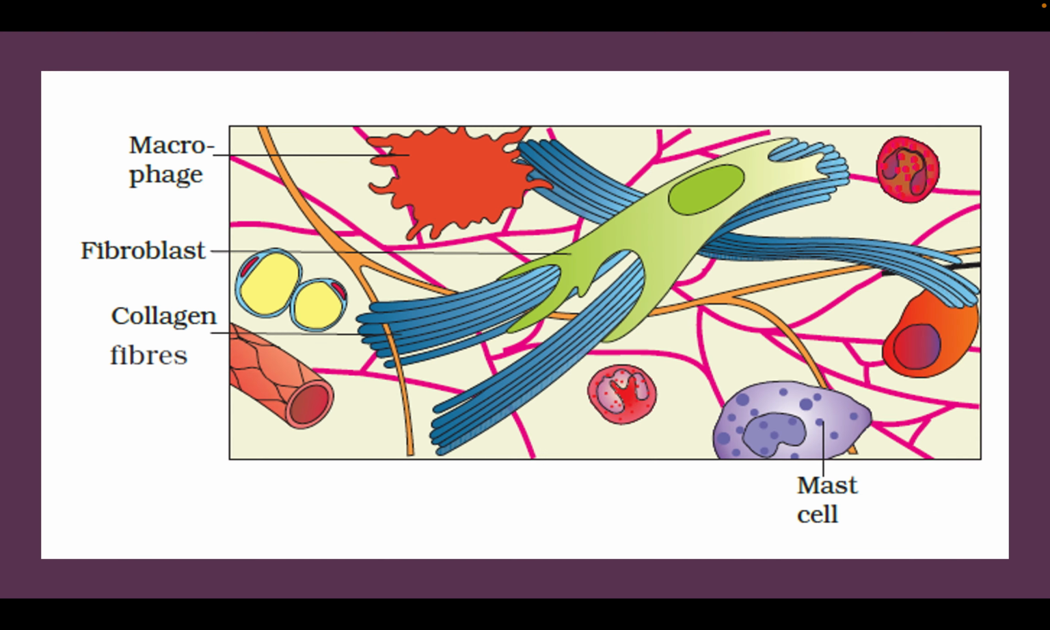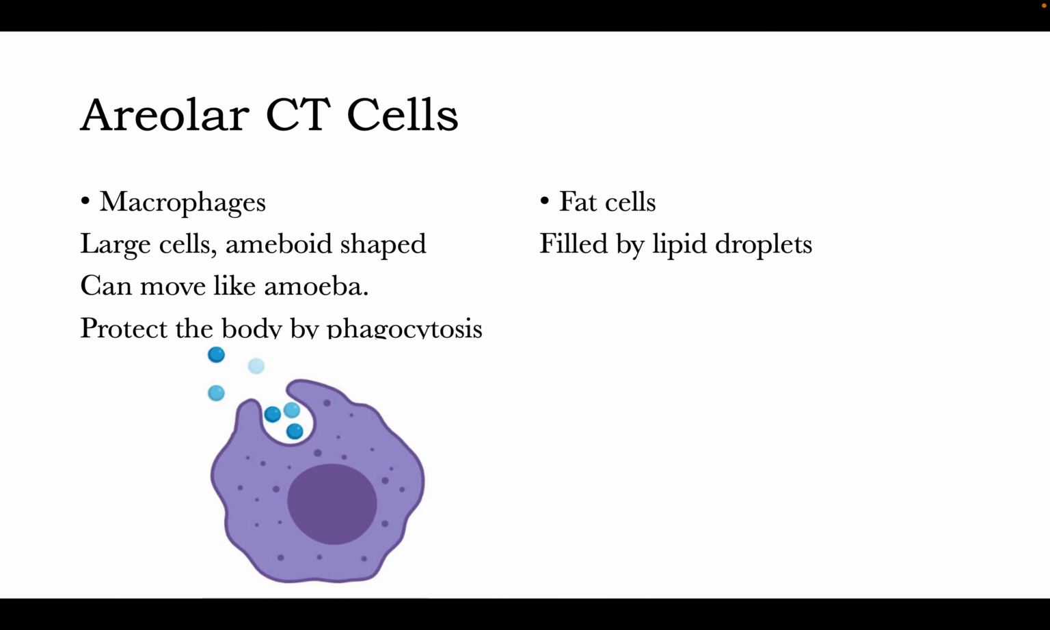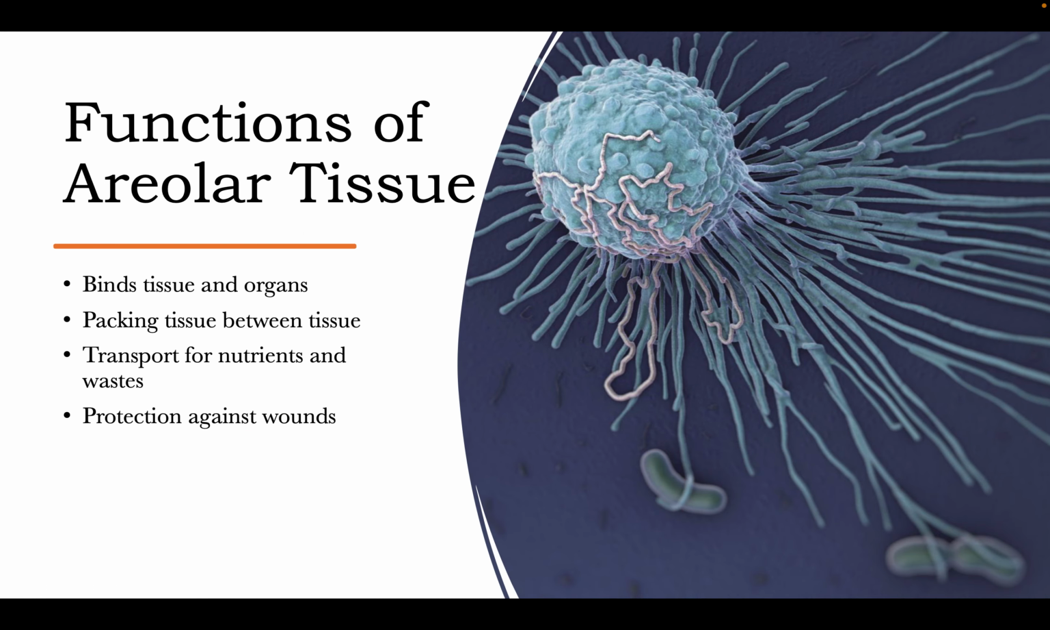The fourth type of cell are the fat cells. These ones are filled by lipid droplets. The cytoplasm and the nucleus of a fat cell are confined to the margins of their periphery. Awesome. So what are the functions of areolar tissue?